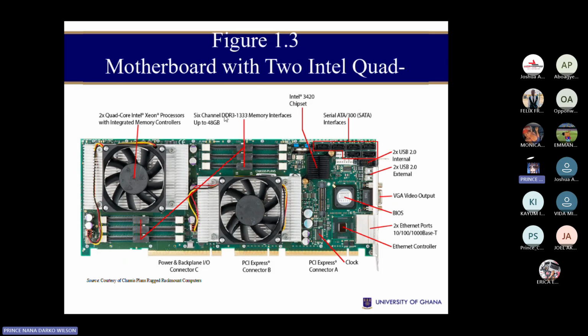It says 6-channel DDR3 memory interfaces up to 48 gig on this side. And then it shows several other data. But then your main focus should be the core. The core is not the fan. Okay, I believe it is somewhere behind it. So it is not the fan itself, it is somewhere behind it.